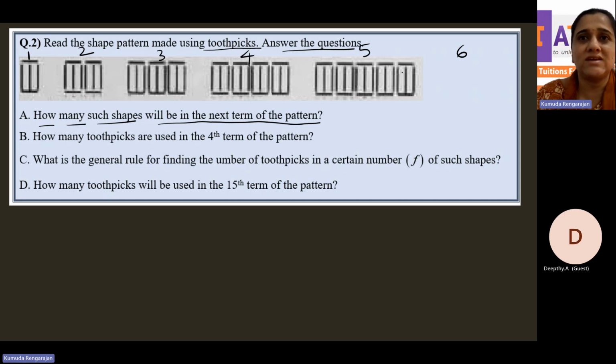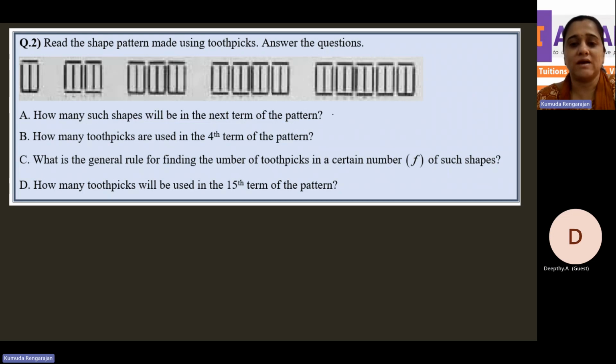It's a shape pattern, a pattern built using shapes, and each shape is made using toothpicks. The question is not how many toothpicks, the question is how many shapes. So 6 shapes. Yes or no, Deepti?